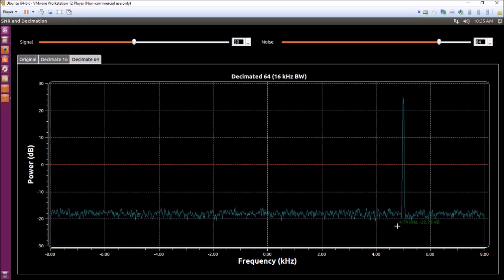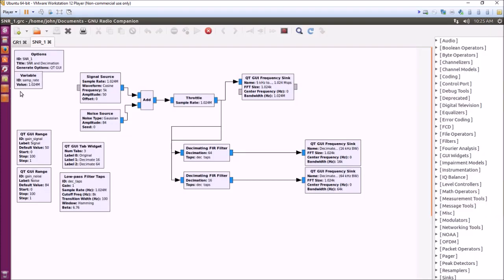So we have this huge gain in signal-to-noise ratio with no loss in anything other than the amount of bandwidth that we're using. And if the bandwidth we're using in this decimation is good enough for what we want to do, we've had a huge improvement. So there's how decimation works. And this is all being done with decimating FIR filters. The FIR filter is set up to be a low-pass filter at 8 kilohertz, which is slightly above the 5 kilohertz tone that I'm using. So that gets rid of the noise outside that range.